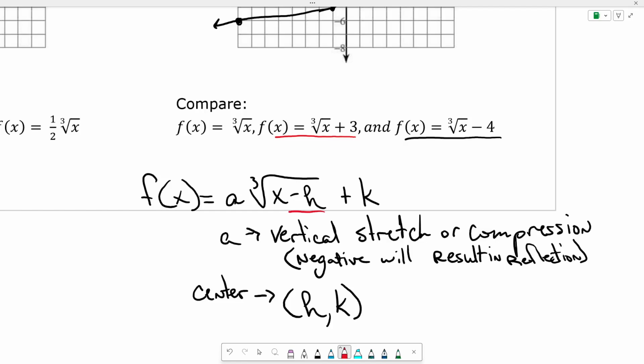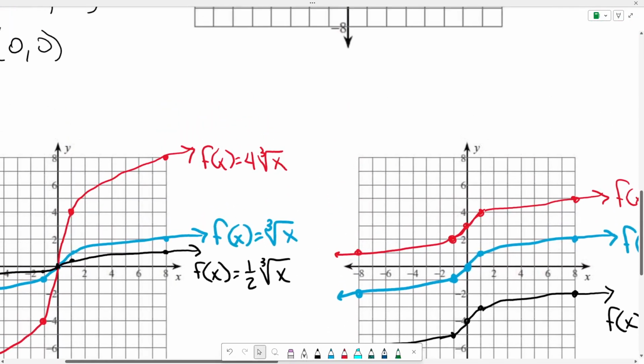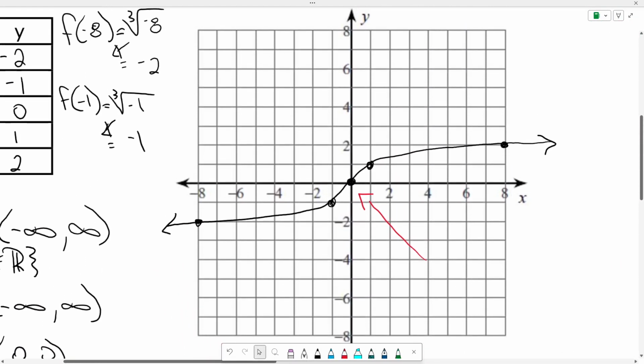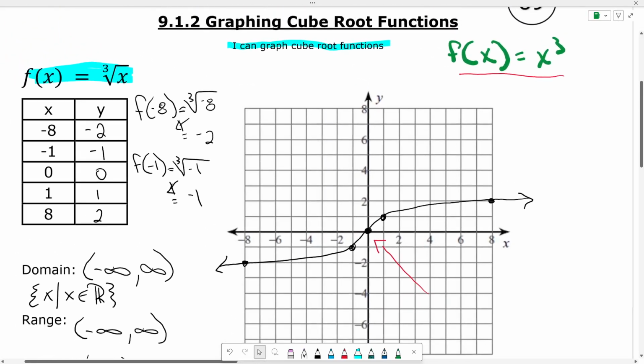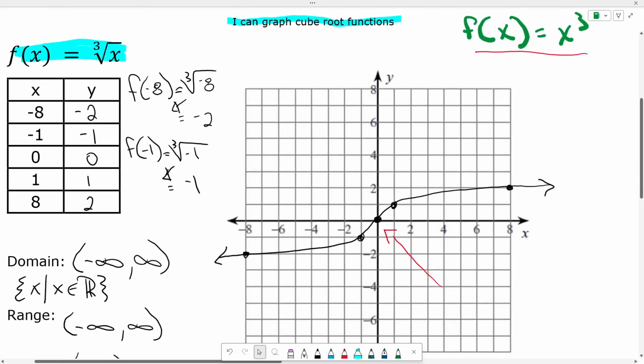Graphing cube root functions. Everything will be based off of our parent function, which is this one right here. And then we'll make some adjustments or shifts to it as need be. Enjoy.